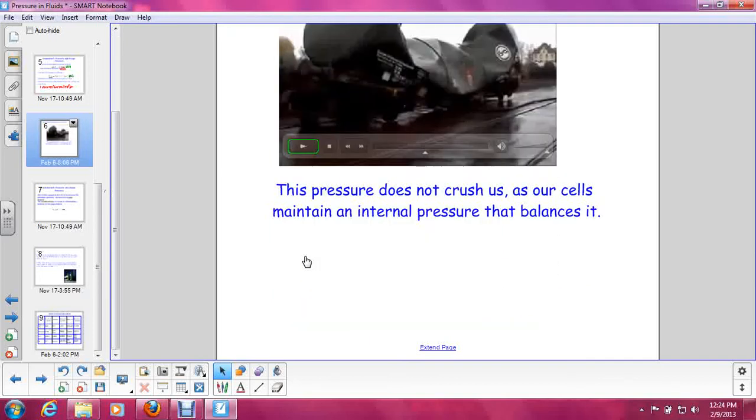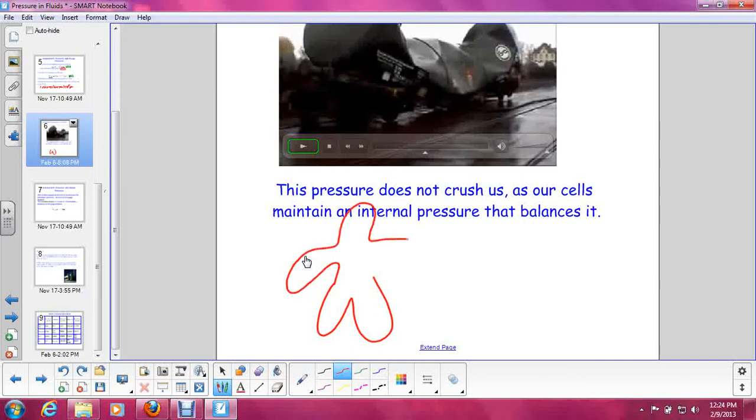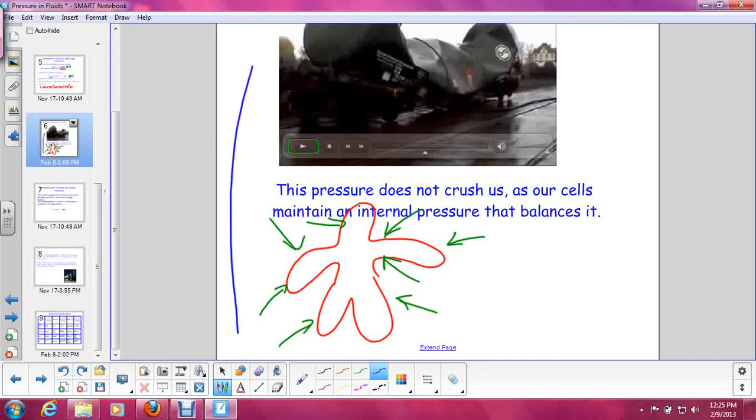So if we were to take a look at our bodies, and I'm going to draw this weird, mushy, gingerbread man looking thing, we have about 1 atmosphere, or 1 × 10⁵ pascals of pressure pushing on us all the time from every direction because of all of the air that is above and around us. And the reason why we don't implode is because our cells are trained to maintain that pressure and push out an equal amount.